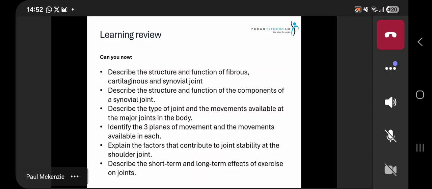The planes of motion. So remember, we had frontal, which is abduction, adduction, side flexion. Okay, we had sagittal, which is flexion, extension, dorsiflexion, plantar flexion.